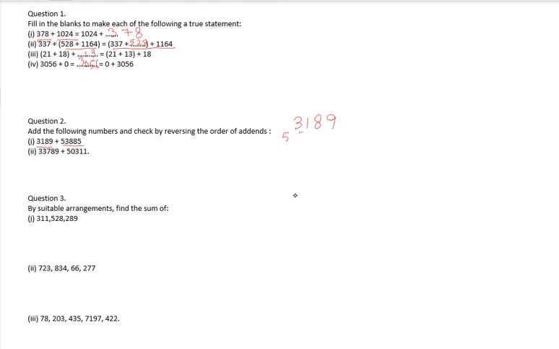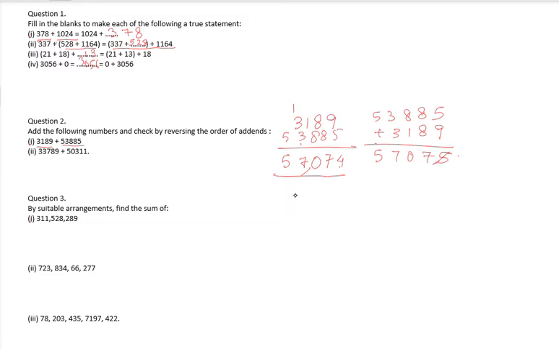3189 is added to 53,885. So the addition answer is 9 plus 5 is 14, carry 1, 1, 1, 7, 0, 7, so 57,074. And if I change the order of addition, I will still get the same answer, which is very obvious. So the commutative property is followed here. So the answer for this addition is 57,074.